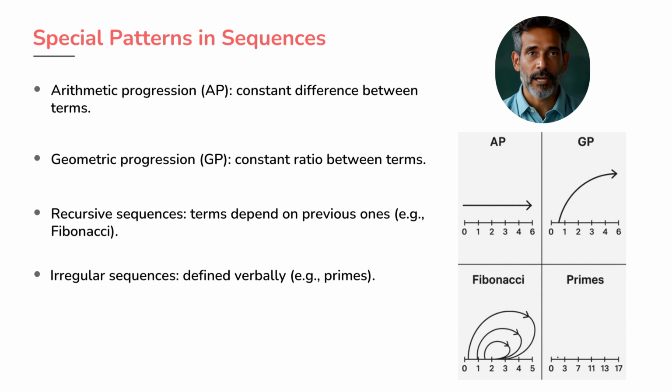Third, we have recursive sequences, where each new term is built from earlier ones. The Fibonacci sequence is the star here. Start with 1 and 1, then keep adding the previous two terms. Finally, there are irregular sequences such as prime numbers 2, 3, 5, 7, 11. They don't fit a simple formula, but they are still sequences. Identifying the type, arithmetic, geometric, recursive, or irregular, is the first key to handling a sequence correctly.